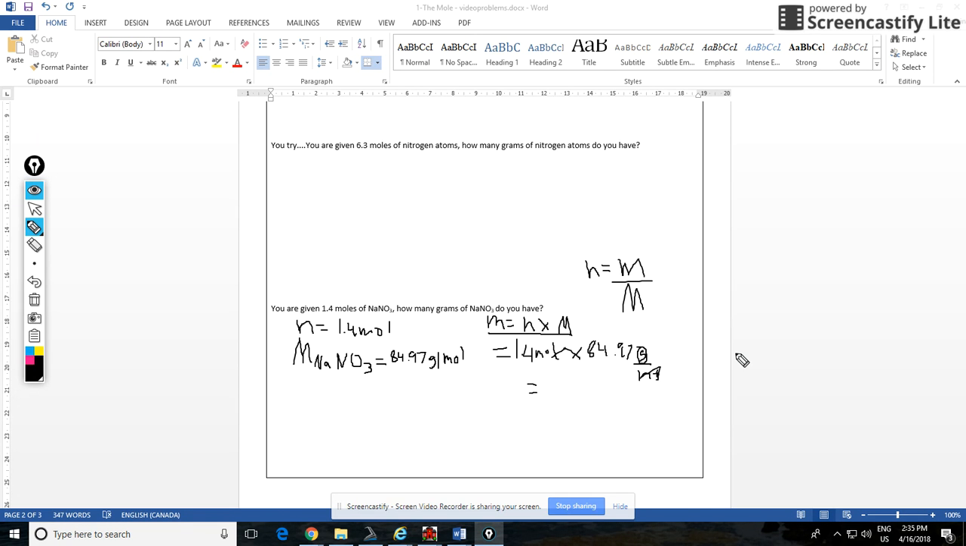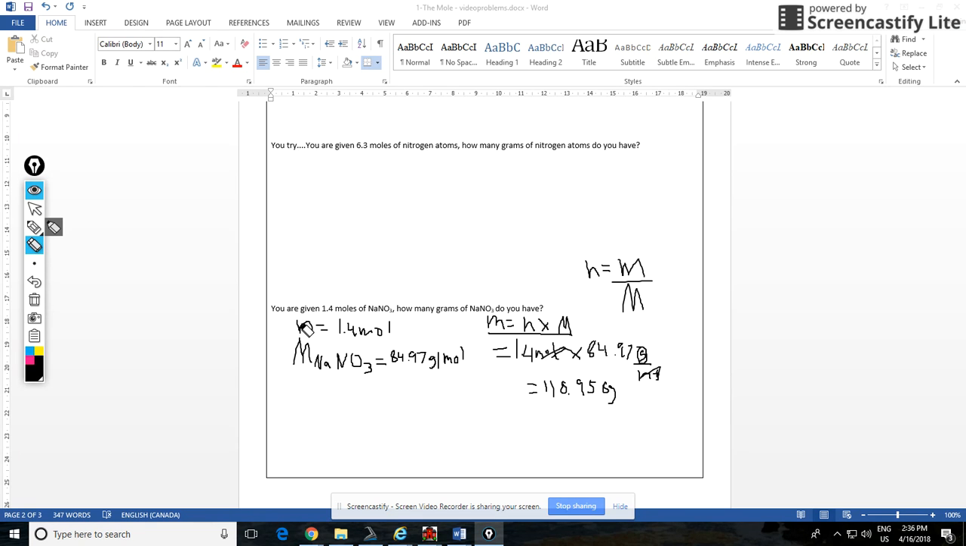We just ran out of time, but if you continued through, you would have seen that your final answer, when moles cancel out, is going to be 118.958 grams.